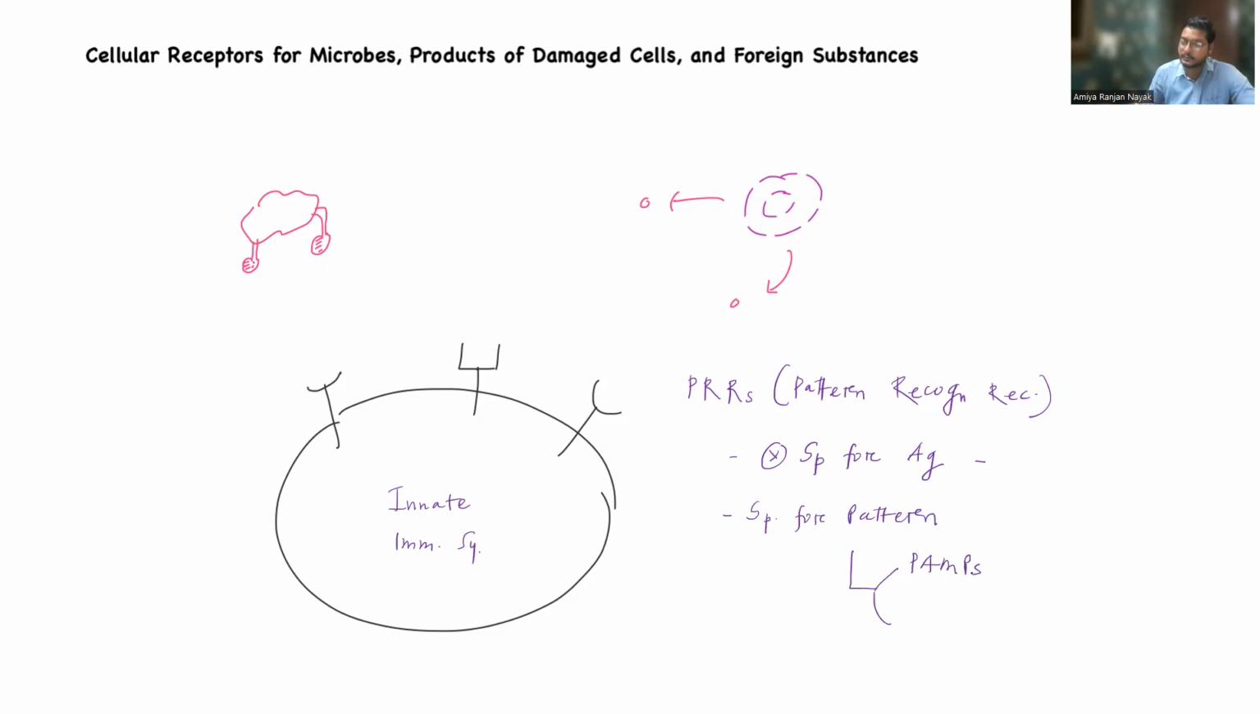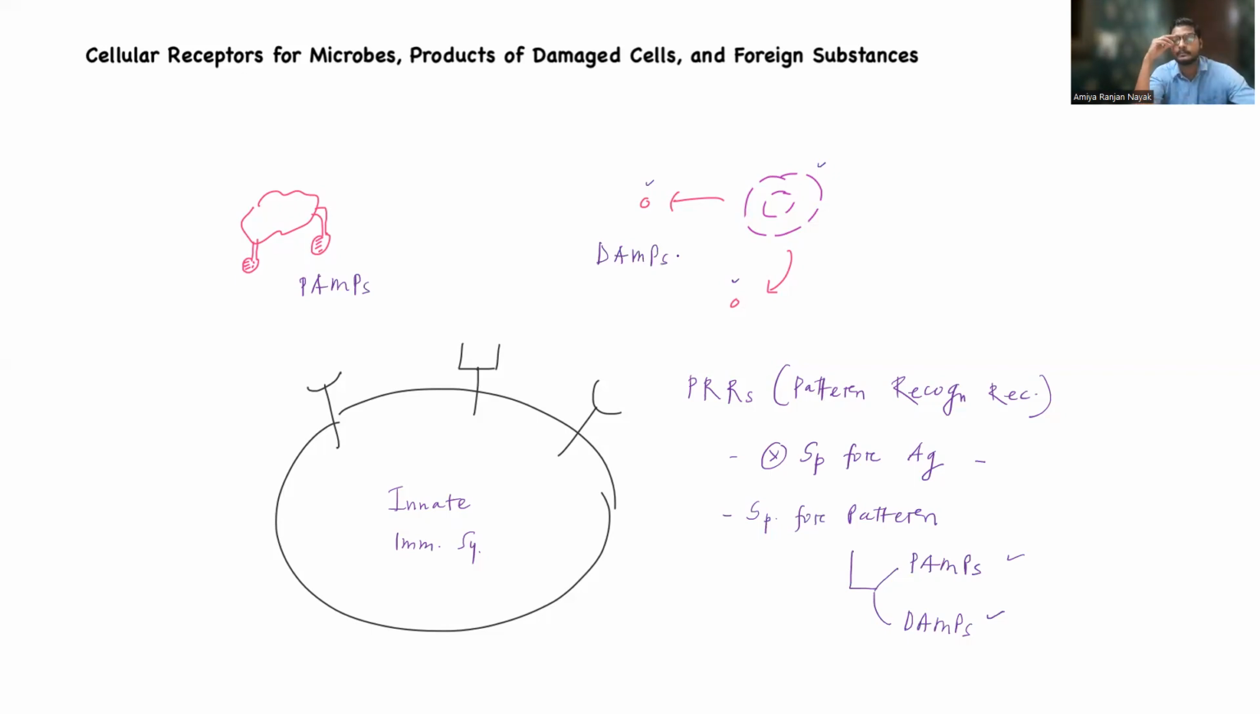PAMPs are pathogen associated molecular patterns, and these receptors can also identify some of the molecular patterns that are present in the products of a damaged cell. So if you see, this is a damaged cell, it is going to produce certain antigens. These antigens are going to have a particular type of pattern. Those are known as DAMPs, damage associated molecular patterns. So these pattern recognition receptors are going to identify either the PAMPs or the DAMPs.